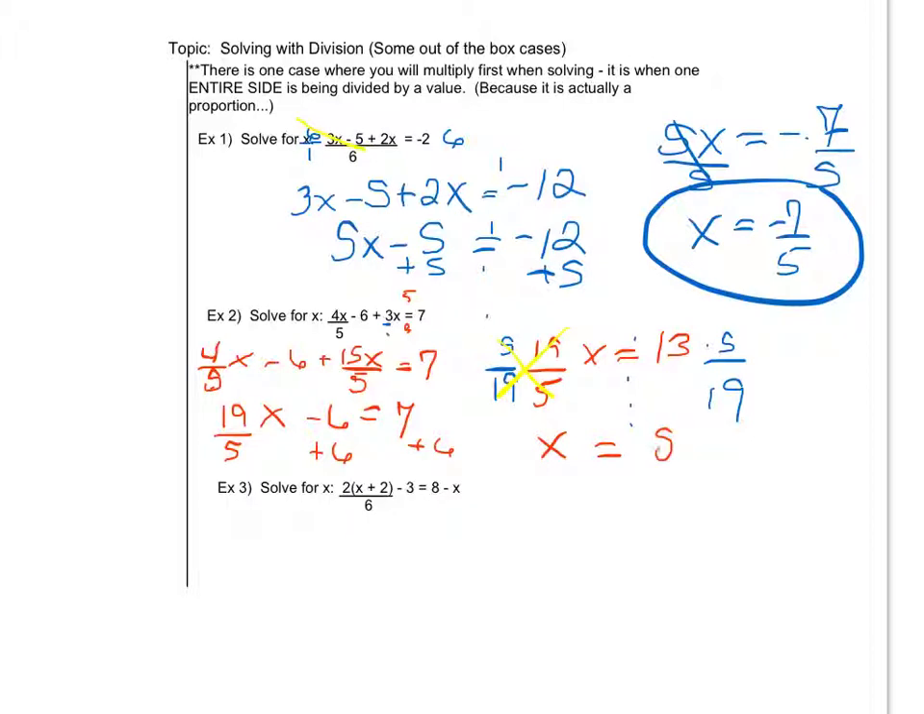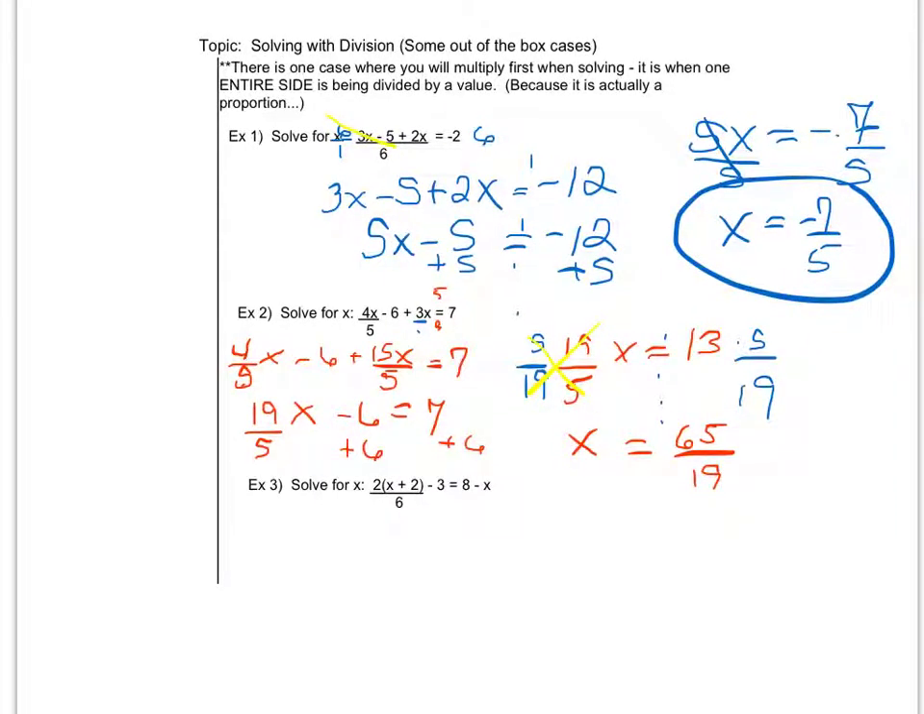13 times 5 is 65. And then I just keep that 19, because remember when we add fractions like we did here, we need to have a common denominator so we can keep it. When we multiply fractions, we multiply straight across. Technically this was 13 over 1, so 13 times 5 and 1 times 19.